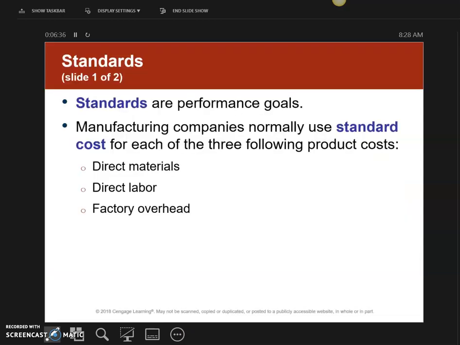So we talk about standards. Standards are nothing more than goals. In manufacturing, you have to set a standard. You have to have a standard cost for materials, for labor, and for factory overhead. So this is what you set as a milestone or a checkpoint, something you're going to come back to check to make sure these are actually met.